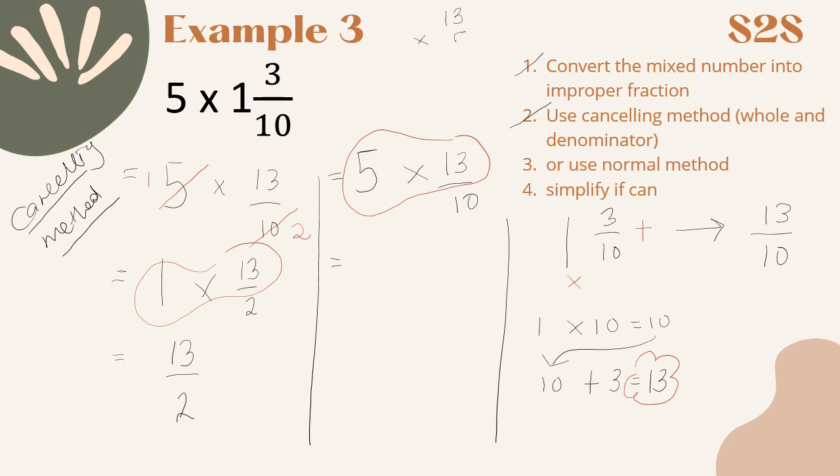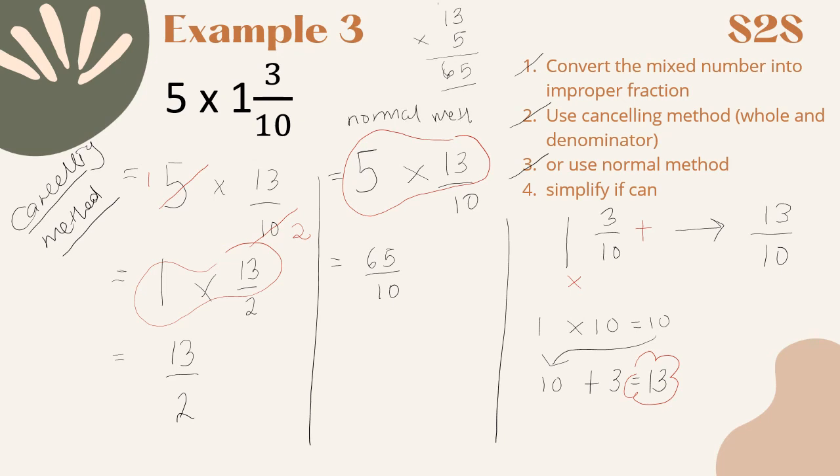13 times 5: 3 times 5 is 15. Carry 1. 1 times 5 is 5, plus 1 is 6, so 65. So we have 65 out of 10. So that is done. Step 3. This is the normal method.